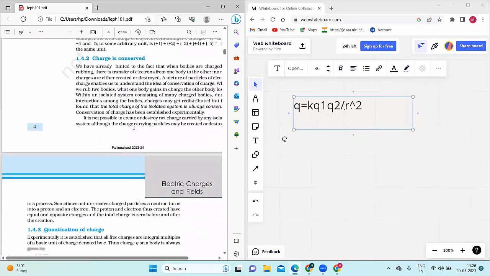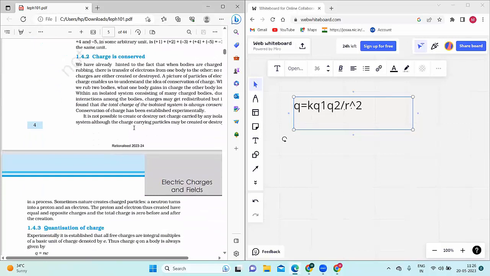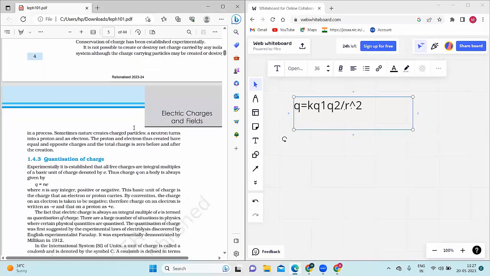Charge is conserved. Charge cannot be destroyed and cannot be created. In the process of transferring electrons from one body to another, the total charge on the bodies will be conserved. Initially, the total charge on both the bodies is zero. While rubbing the two objects, one body acquires a positive charge and another body acquires a negative charge, but the total sum of both the charges will be zero. That is, total charge is conserved.